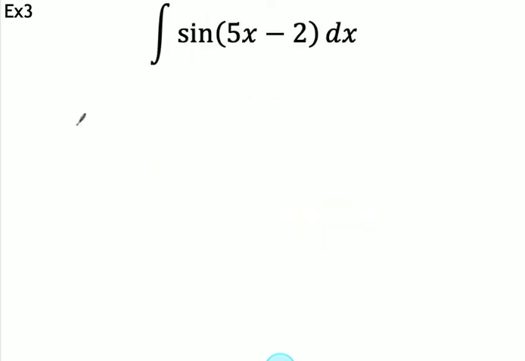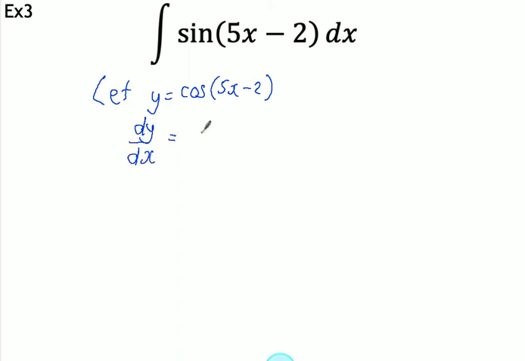Okay, so this time I am going to be looking at something to do with cosine, right? So I'm going to let y equal to this. Again, using the chain rule.